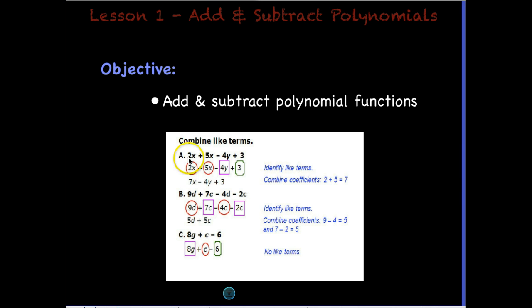You can indicate them by circling them, by putting boxes around them, by putting other types of shapes, or an underline. And I'll show you some different ways to help you identify the like terms. But it's really going to be important for you to know what a like term is in this lesson.